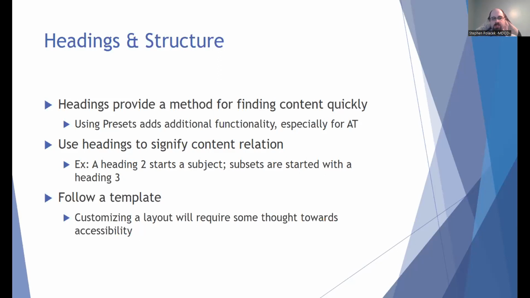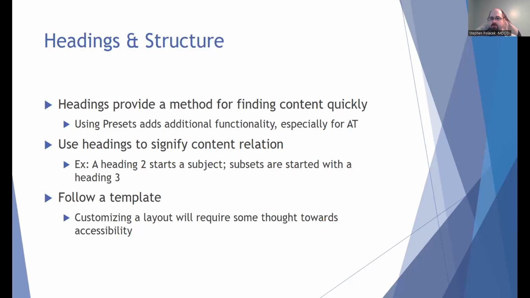The second point is we want to use headings to signify content relation. I like to talk about this as an outline, but there's other ways you can think about it, like nesting and such. The best practice for most documents is typically start your document with a heading level 1. So that's kind of the jump point or the starting point of your document. If I'm at the end of the document, I can use the shortcut or navigation pane to jump right up to the top there and back to the start.